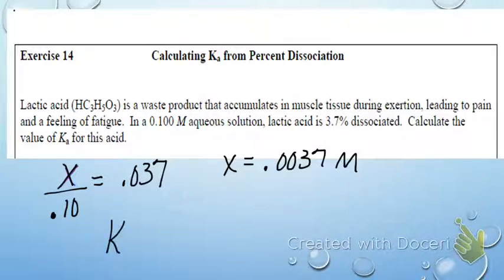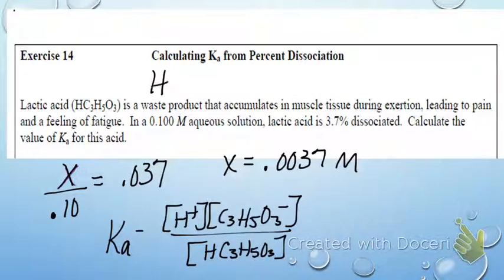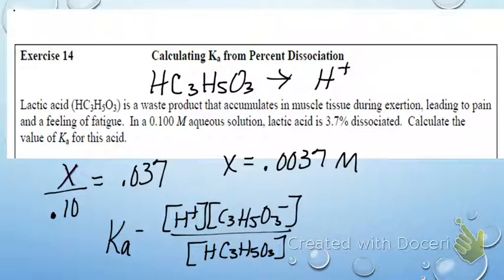So then we could plug that in for our Ka value, because remember we're going to have H plus times the lactate, C3H5O3 minus, over the acid, HC3H5O3. And I'm just getting that from dissociating it. I should have probably written that first, sorry. So it dissociates this way. We just take off one of the hydrogens.